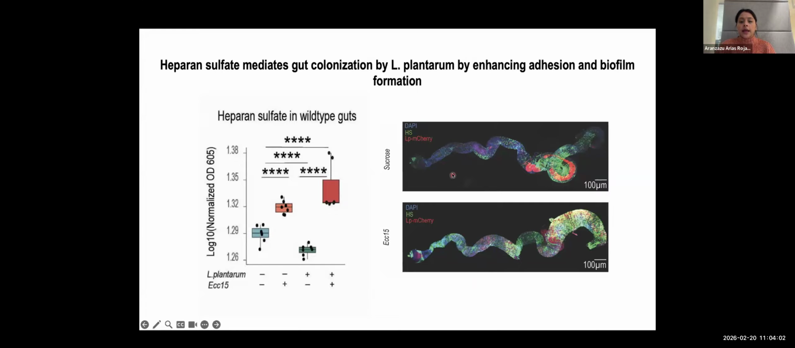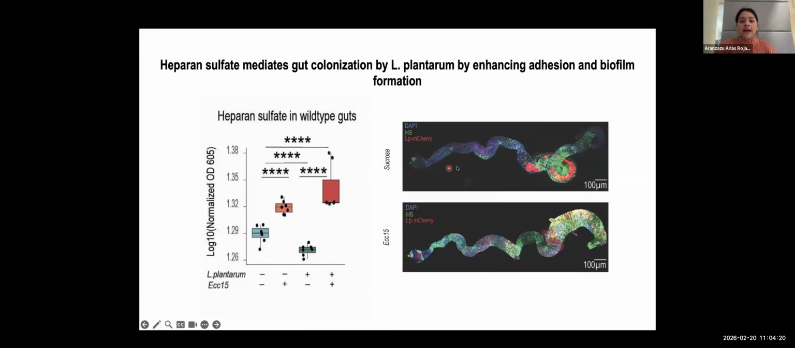As you can see here, during the sucrose supplementation, we have lactobacillus mainly going through the late part of the gut. But then when we infect, the lactobacillus is spread all over the place. And this seems to be pretty much because of the presence of heparan sulfate.